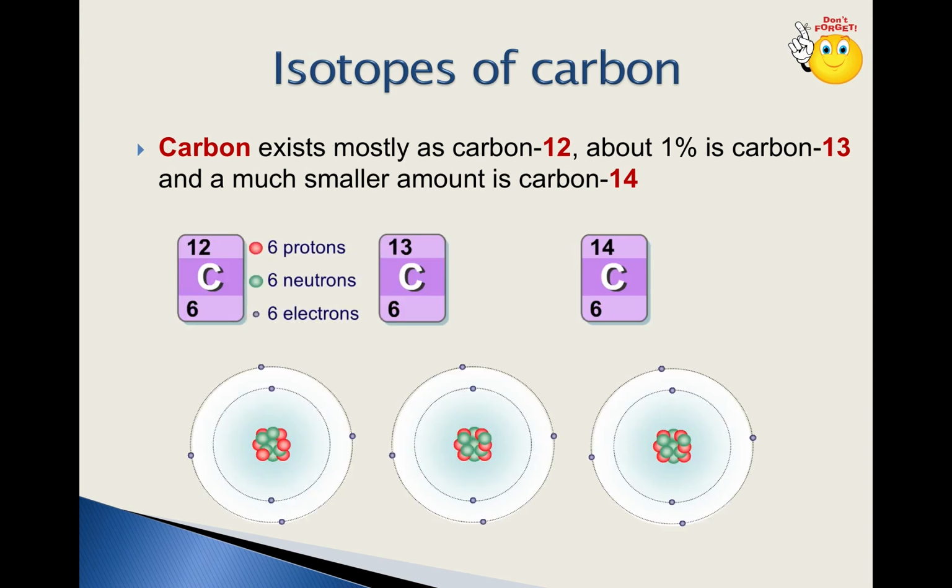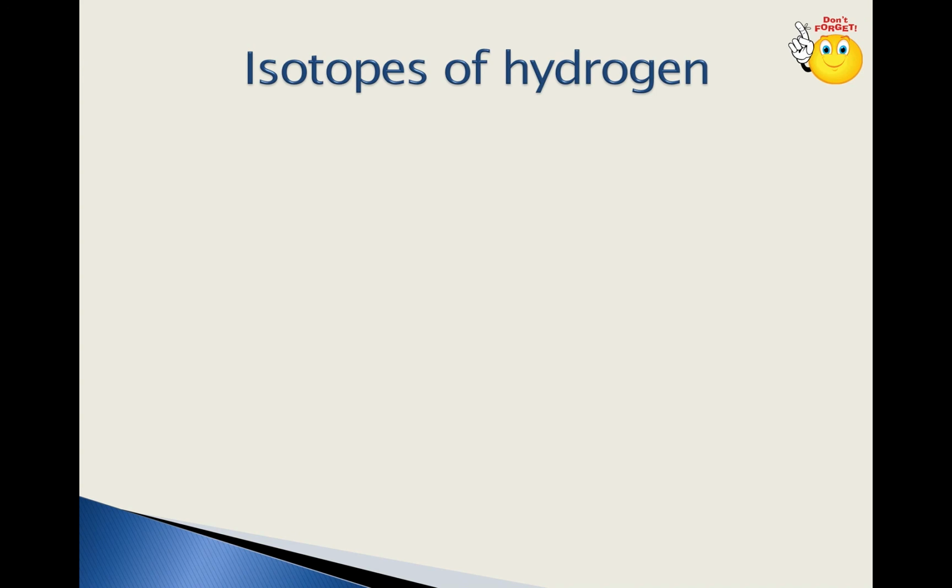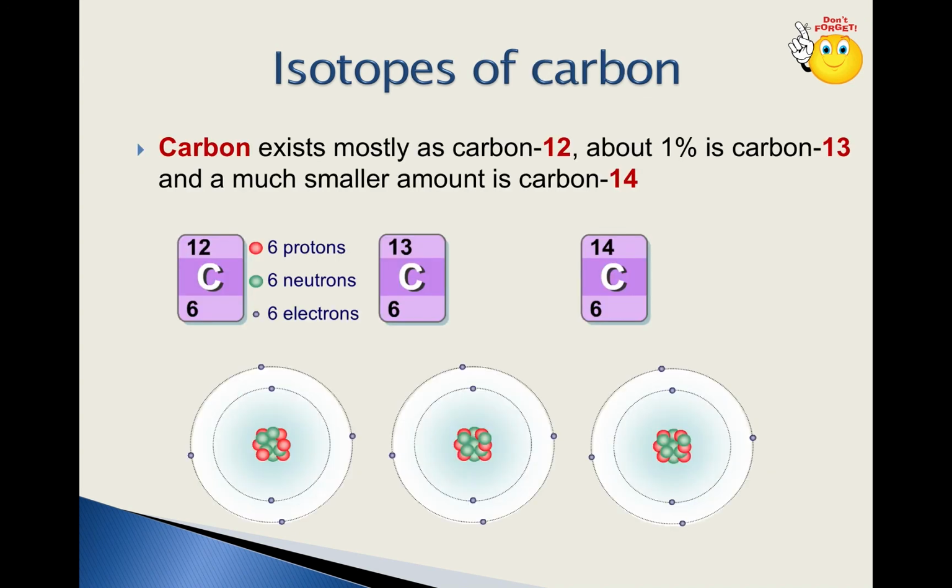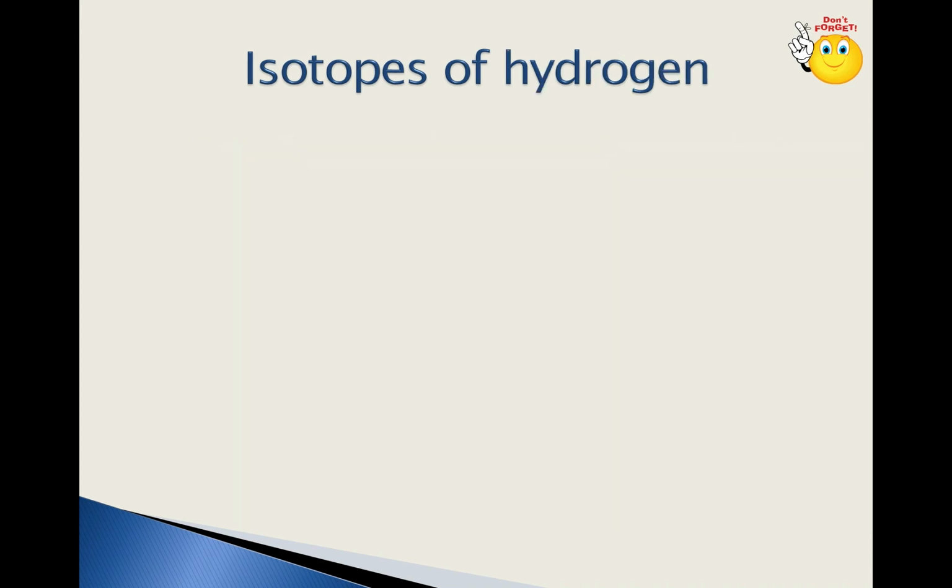And here are 3 examples of isotopes of carbon present in different proportions in the naturally occurring element: carbon-12, carbon-13 and carbon-14. We can see that they have different mass numbers and different numbers of neutrons, but the number of protons will always remain the same.